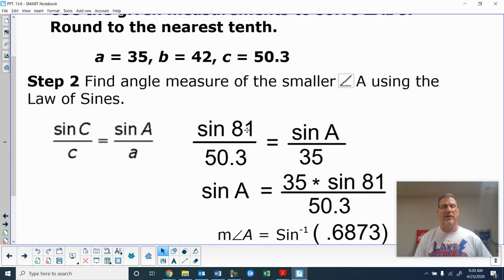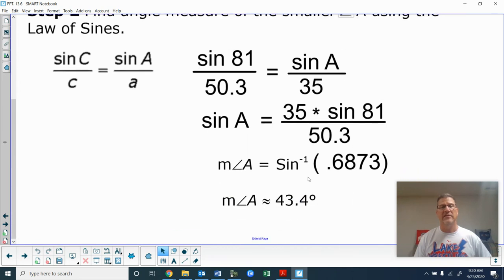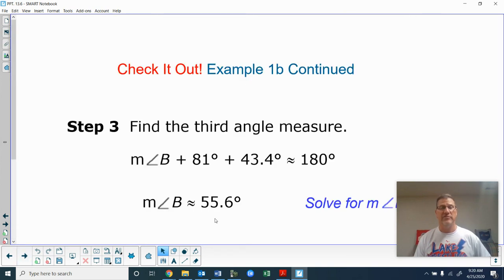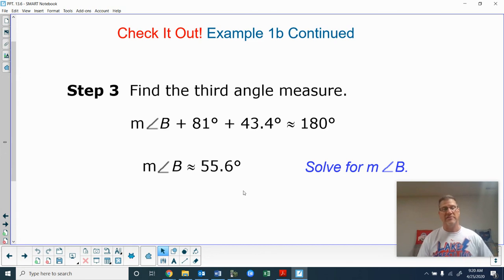All right, sine of 81, figured that out. 81 degrees over C equals sine of A over side A. Cross multiply and divide. Again, we're looking for the angle, so we have to hit second sine this time. We're using law of sines. And that was our answer. And we get 43.4 degrees. Add 81 to that and subtract from 180 to get angle B, which would be the last angle, the 55.6.